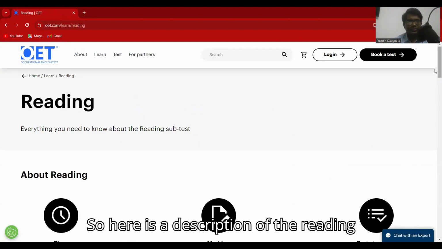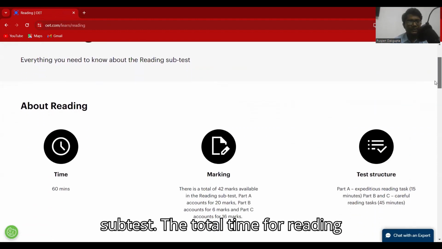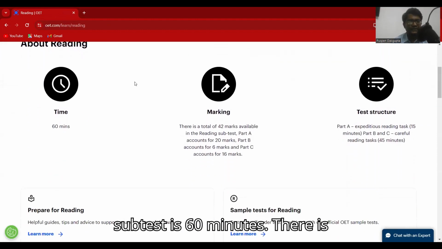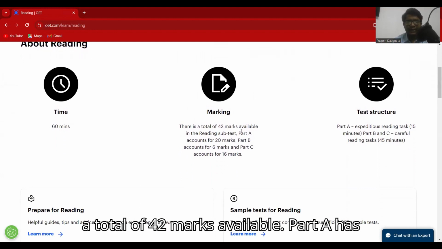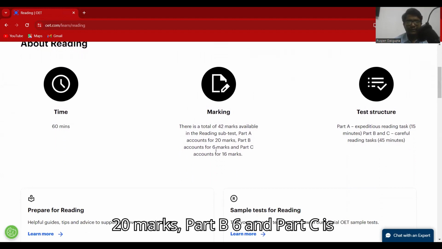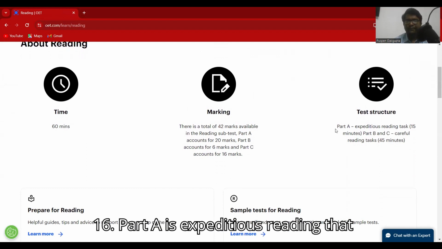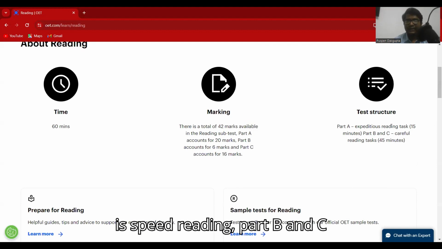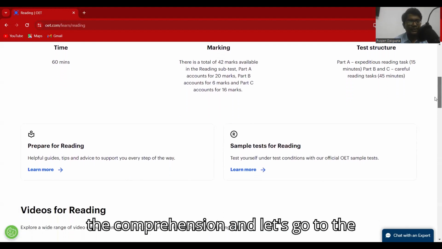So here is a description of the reading subtest. The total time for reading subtest is 60 minutes. There is a total of 42 marks available. Part A has 20 marks, Part B 6, and Part C is 16. Part A is expeditious reading, that is speed reading. Part B and C, careful reading, talks about the comprehension.